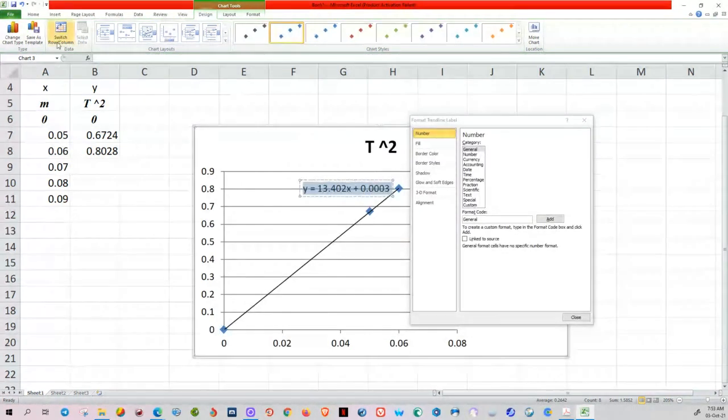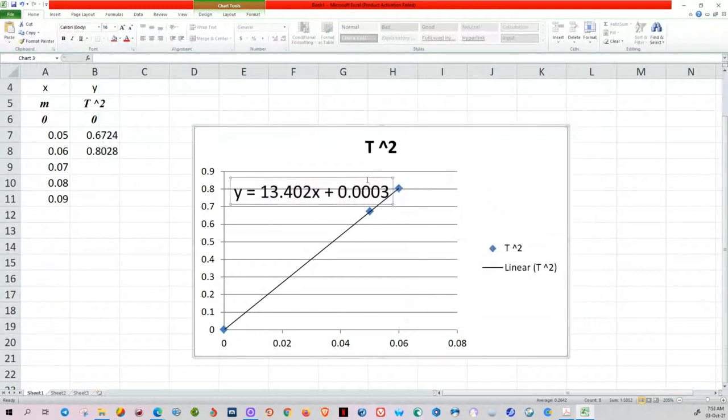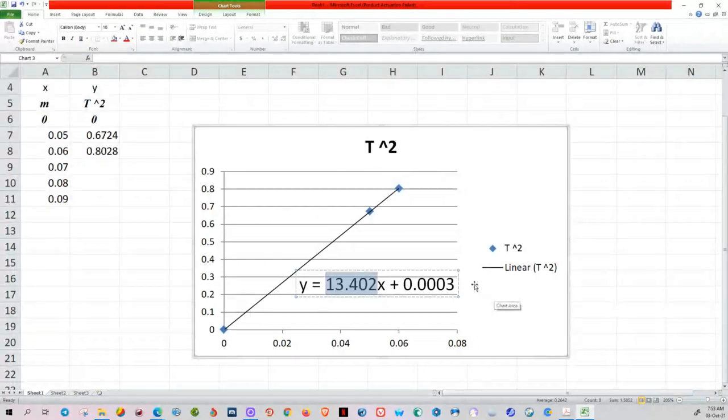Let me increase the size of the text for the equation. Once you have the equation on the chart, this equation is actually giving you the slope. Where is the slope here? The number with the x. Any questions?